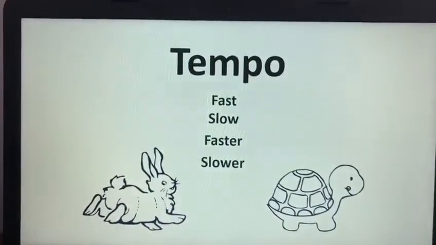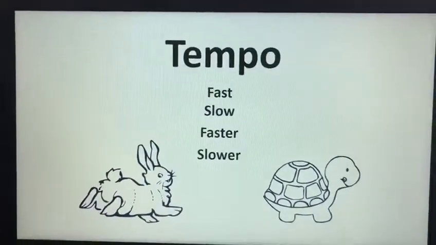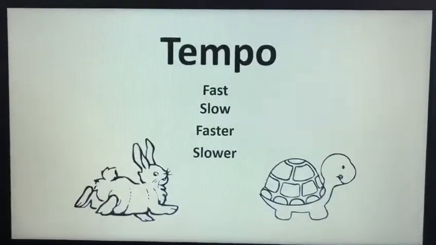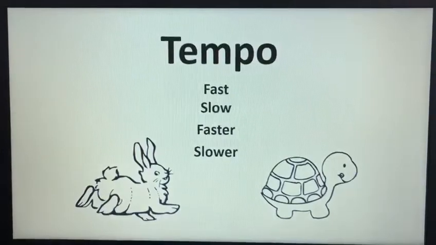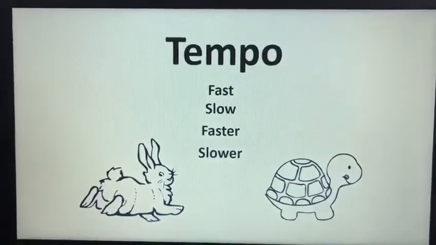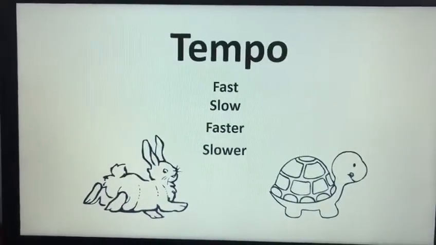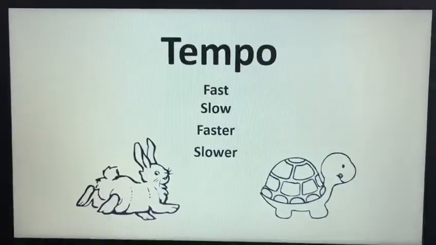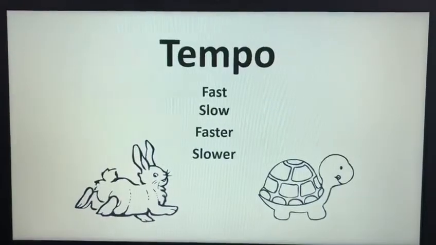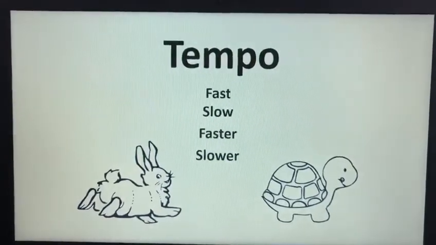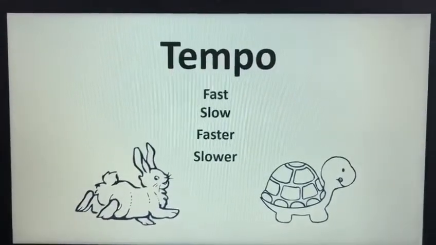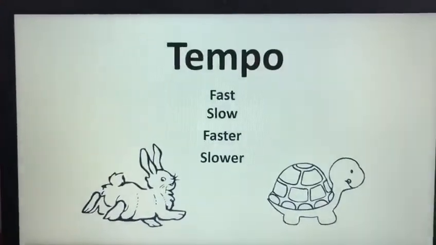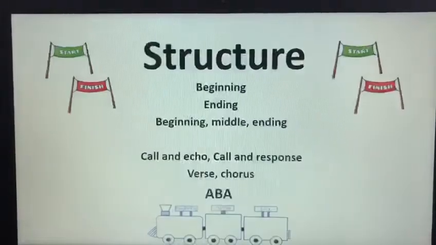Tempo, I've got our hare and tortoise there, because tempo is all about how fast or slow a piece of music is. Now, if a piece of music was just one of those, always slow or always fast, always loud or always quiet, then it can actually get quite boring. So in a piece of music, it does change, and you can listen out for those changes when you listen to a piece of music. So how fast is the tempo of the piece of music?